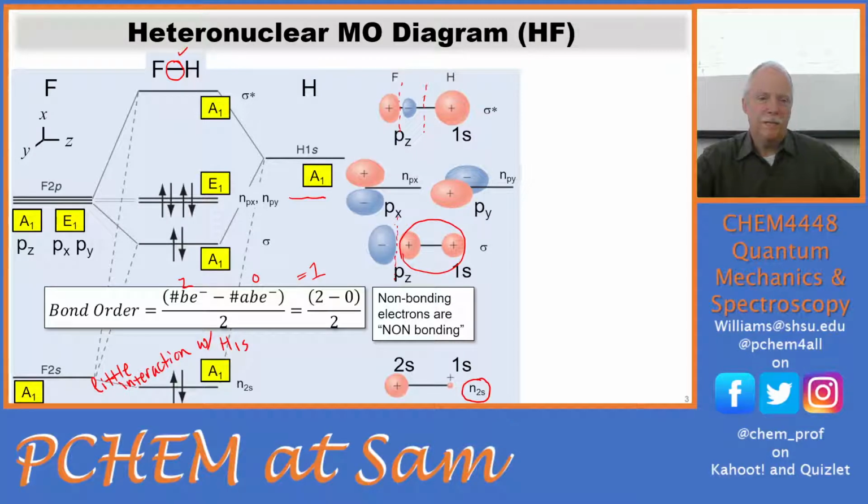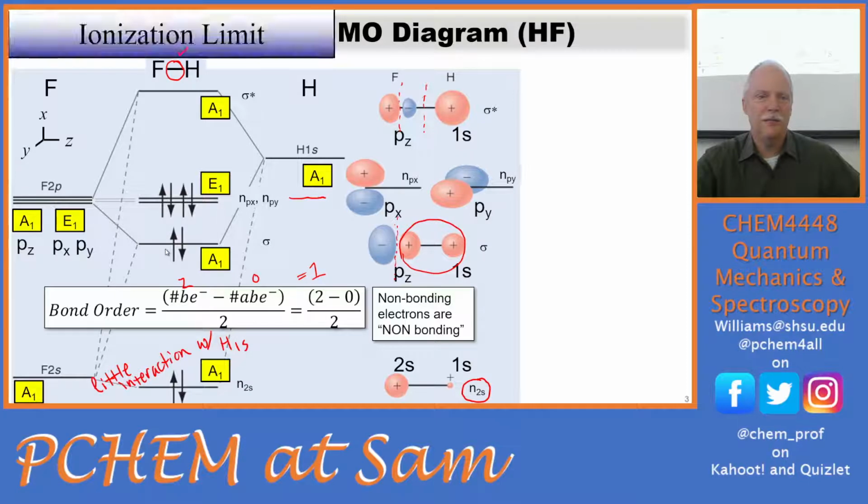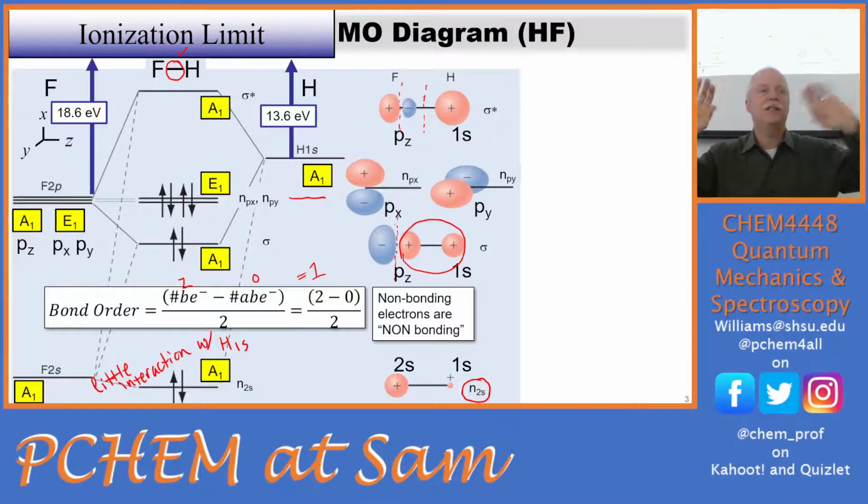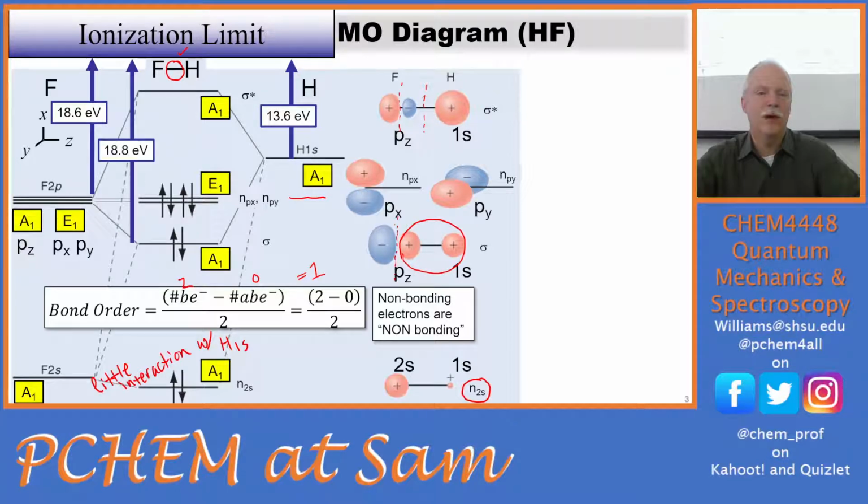Now, what do we know about this? Well, this is confirmed by the UV photoelectron spectroscopy. We can hit fluorine and find out what energy those p orbitals are. We can hit the 1s orbital on hydrogen. So these are from just the atomic signals. We can get 18.6 eV and 13.6 eV from the 2p orbitals and the 1s orbitals. And then we can hit the molecule and we get a binding energy of 18.8. And then we can get those non-bonded orbitals at 18.6.